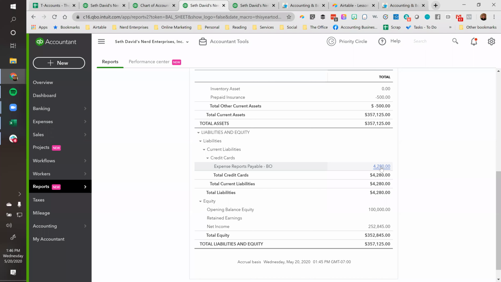If for some reason the owner says no, and if they're adamant that they don't want to get reimbursed, then of course we can record a journal entry and reclass this amount out of expense reports payable, and we could close it out to shareholder contributions, right? Because this is a liability. So to reduce liabilities, which are increased by credits, we would debit this 4,280, and we would credit owner contributions 4,280.